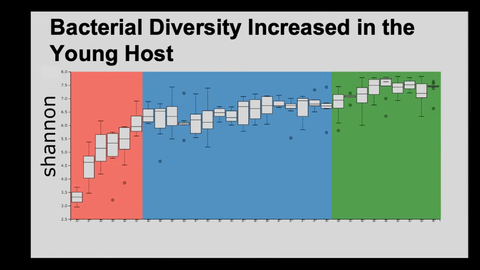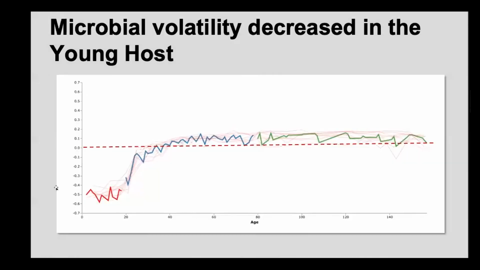While we're looking at the diversity, we also want to understand the volatility. Volatility is how much those pigs change with age and how much difference there is from one individual to another. You can see there's a line here which marks 0. When the graph reaches 0, it means that there's no volatility. It means that the microbiome is really stable. Again, red represents pre-weaning, blue represents nursery, and green represents adult growth.